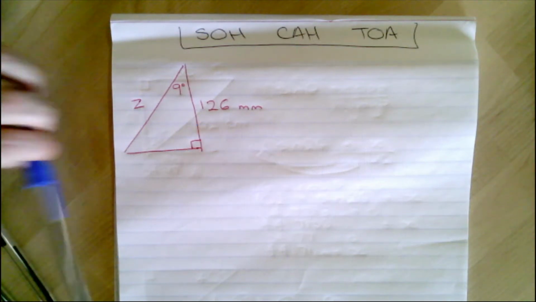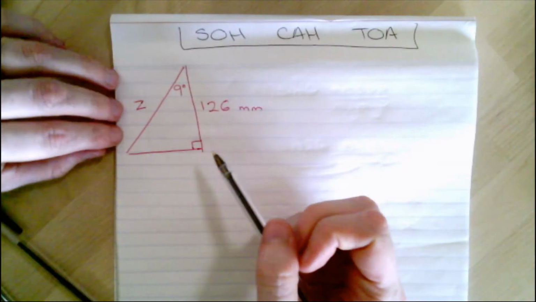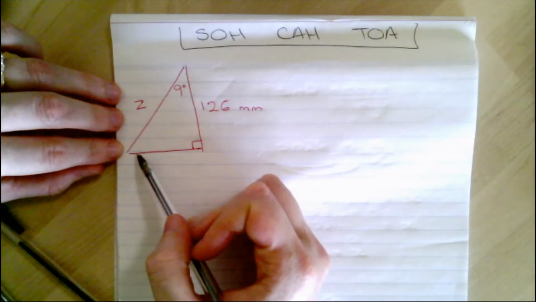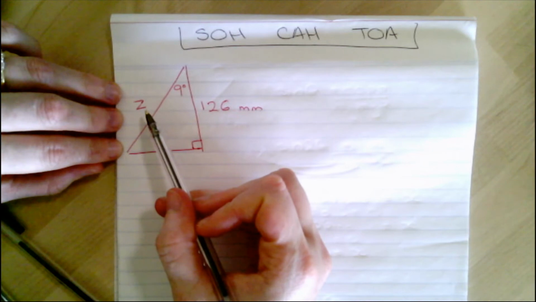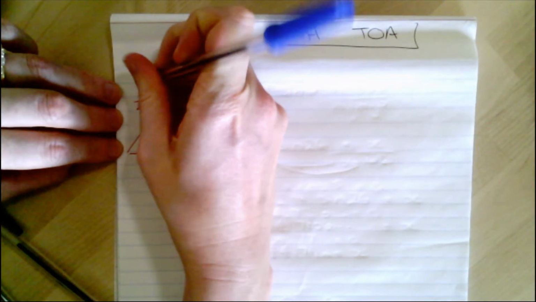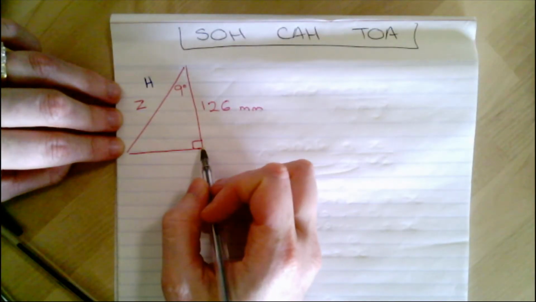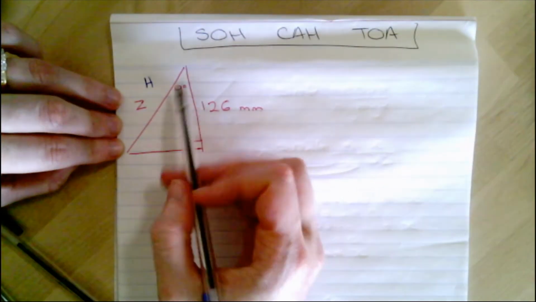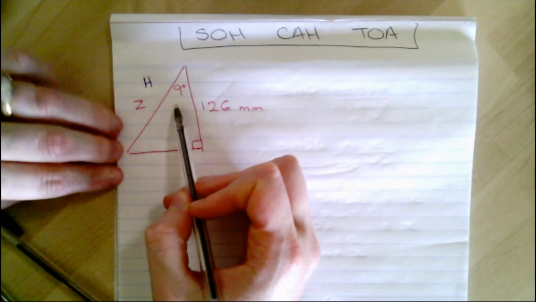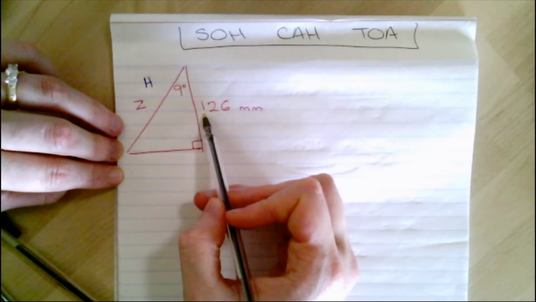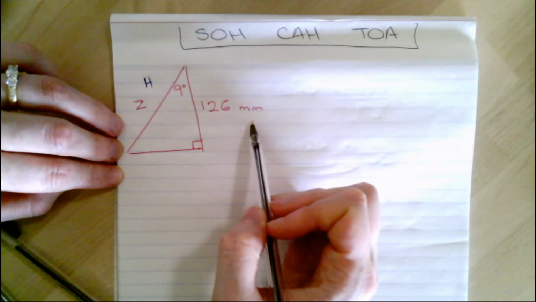Okay, so let's have a look at this particular triangle here. I have the hypotenuse here, which is z. I don't have a number for that particular side. All I know is that it's my hypotenuse because it's opposite my right angle. Here I've got my degrees, which is 9, and on this particular side it's 126 millimeters.